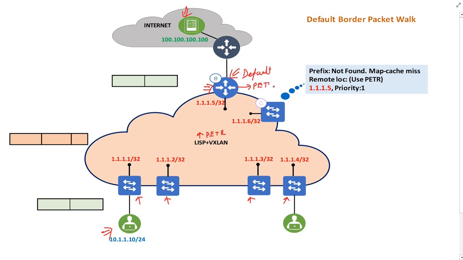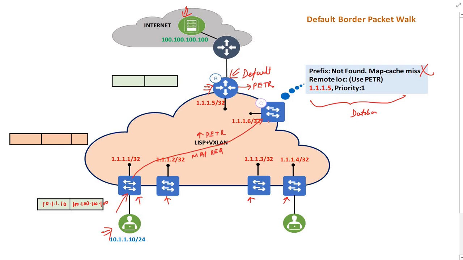Now let's fill these empty packets. This user will generate an IP packet towards the internet. The source IP address of the packet will be 10.1.1.10 and destination IP address will be 100.100.100.100. Correct? Simple enough. When this IP packet reaches at this edge node, the edge will query the control plane node for the remote location of the internet server having IP address of 100.100.100.100. The control plane node consults its database and doesn't find any match.